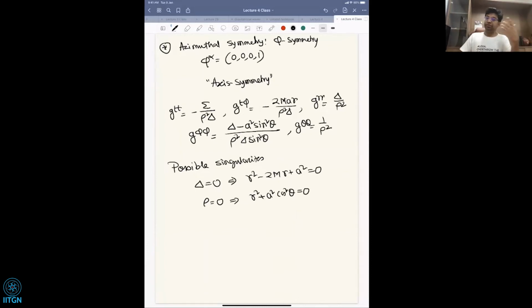Now some of the singularities could be just coordinate singularities, or some could be real singularities. Just like in the Schwarzschild case, r equal to 0 turns out to be the true singularity, and r equal to 2m turns out to be the coordinate singularity. How do you do that? Exactly as in the Schwarzschild case, we write down a scalar invariant. The first non-trivial scalar invariant is the Kretschmann scalar, because R_ab is 0 and R is 0.